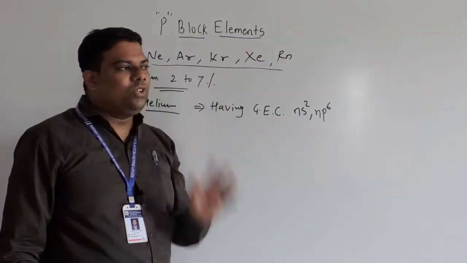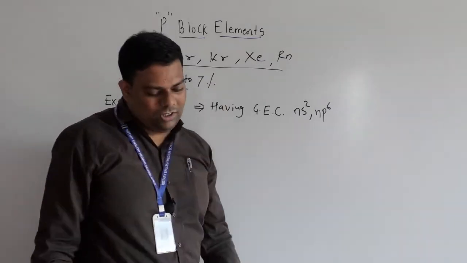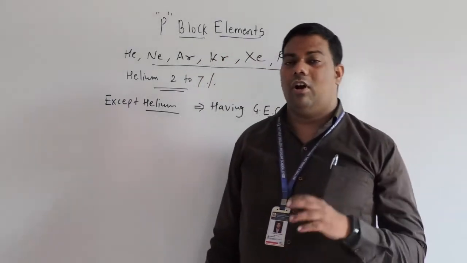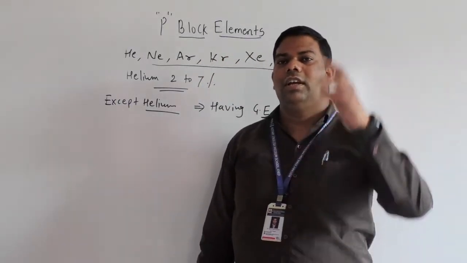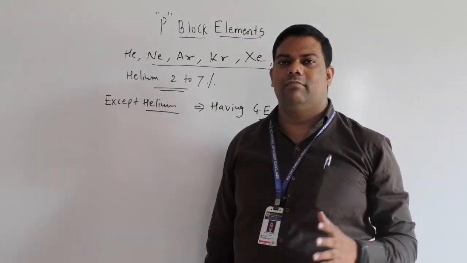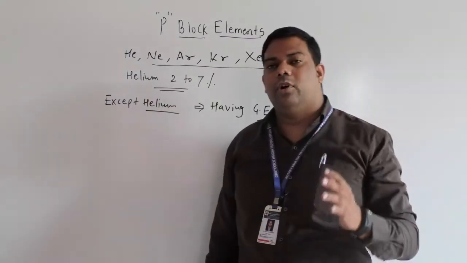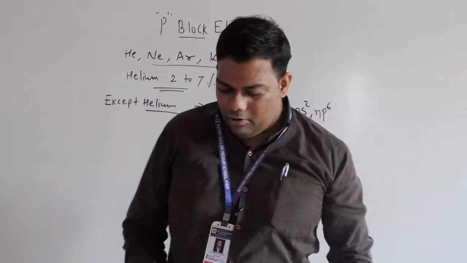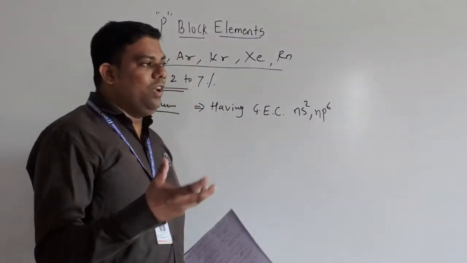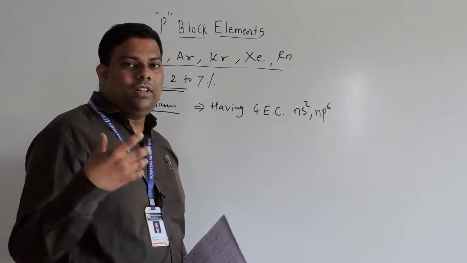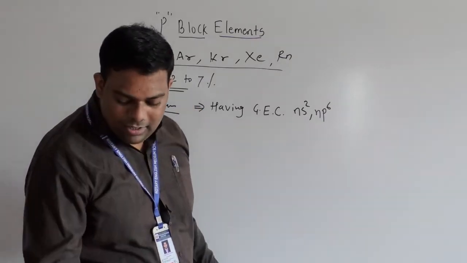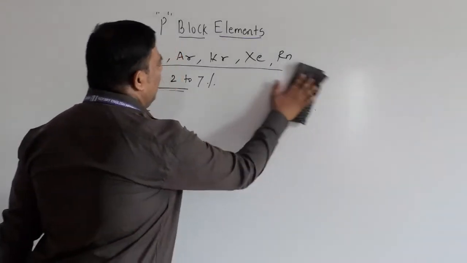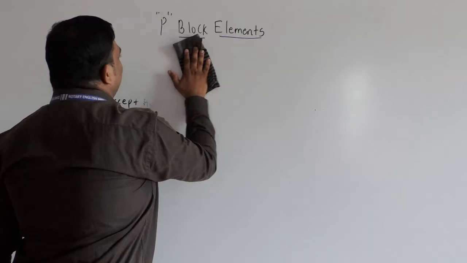So that was the occurrence and general introduction of the zero group, or inert gas, elements: helium, neon, argon, krypton, xenon, and radon. Now we will discuss their symbols, atomic numbers, and electronic configuration, so pay attention to this point.